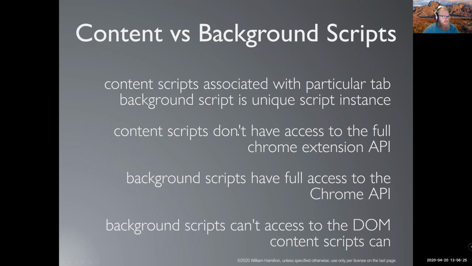Content scripts don't have access to all of the APIs that I mentioned before. So you can't call the tabs API, you can't call the browsing history APIs from content scripts. You can pretty much only call code that you normally would within a typical website JavaScript file, with some small exceptions, which I'll get to. Background scripts have full access to the API, and background scripts can't access the DOM. Only content scripts can. Okay.